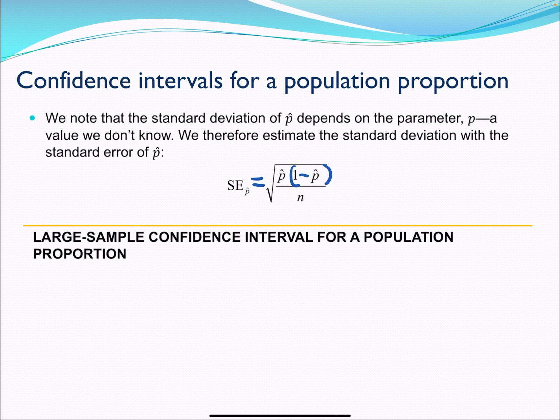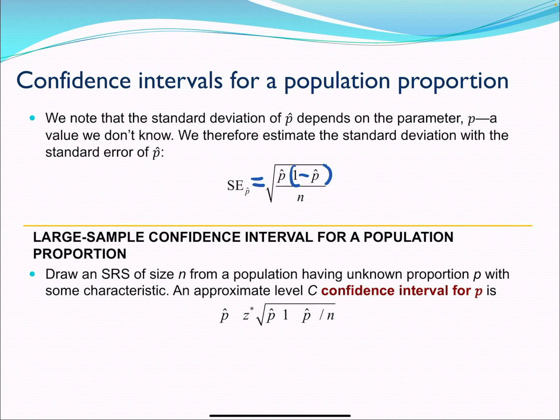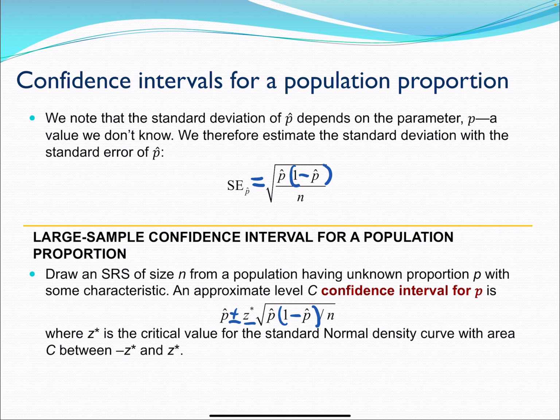If I'm going to conduct a large sample confidence interval for a population proportion p, my approximate level C confidence interval for p is p hat plus or minus our critical z star times the square root of p hat times 1 minus p hat over n. It is z because we're back to a normal distribution. We don't need to use a Student's t for this. Z star is our critical z for the standard normal density curve, with the area C between negative z star and positive z star.